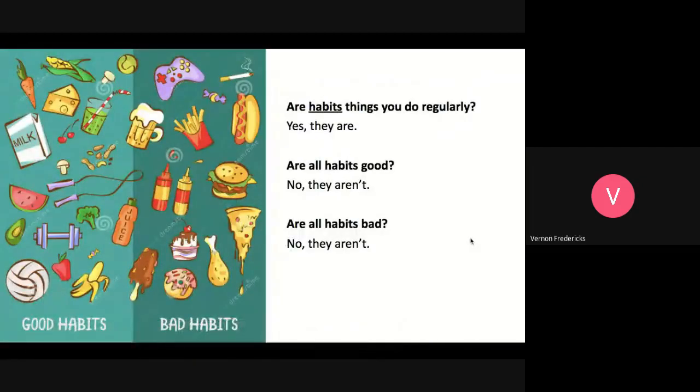Okay. Next word. The next word is habits. Think quickly, students. What does habits mean? What does it mean? Okay, quickly.